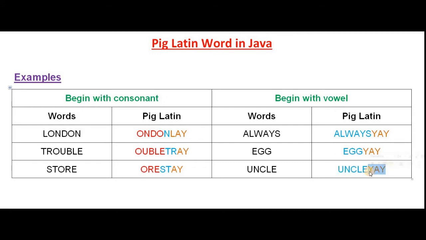So that means if the word starts with a consonant, then there will be 3 parts to construct the Piglatin word, and if the word starts with a vowel, then there will be 2 parts to construct the Piglatin word. Now I am going to explain how the consonant case and the vowel case work.